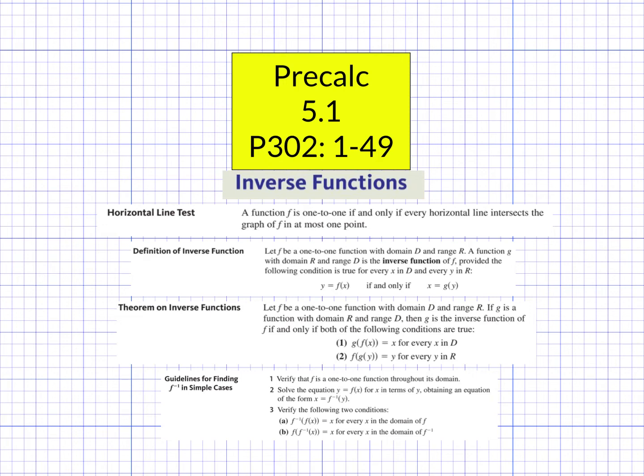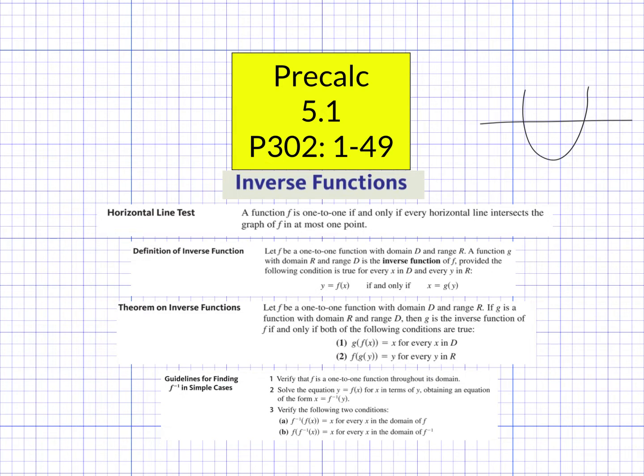Okay, welcome to 5.1. The horizontal line test: if you draw a horizontal line and it hits your graph more than once, so let's say we have a parabola, it's obviously going to hit it more than once, then it fails the horizontal line test and it's not a one-to-one function. So we can come back and visit these other things as we progress.